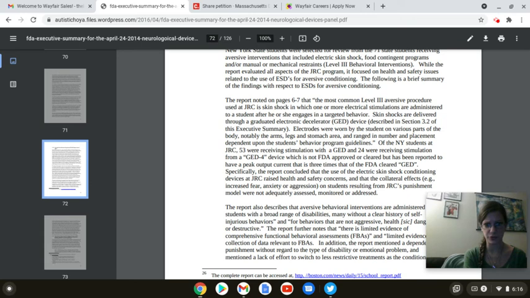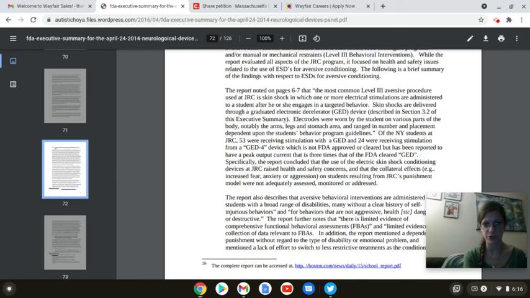Skin shocks are delivered through a graduated electronic defibrillator (GED) device, described in Section 3.2 of this executive summary. Electrodes were worn by the student on various parts of the body, notably the arms, legs, and stomach area. It ranged in number and placement dependent upon the student's behavior program guidelines. Okay, let's stop there real quick. The stomach area is one of the most sensitive areas on the body. Remember earlier in this report when we covered that you're not supposed to be putting it on the chest or the torso? Yeah.